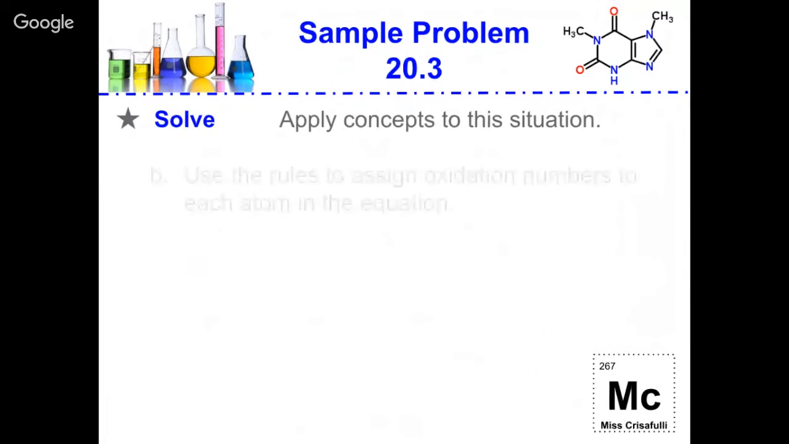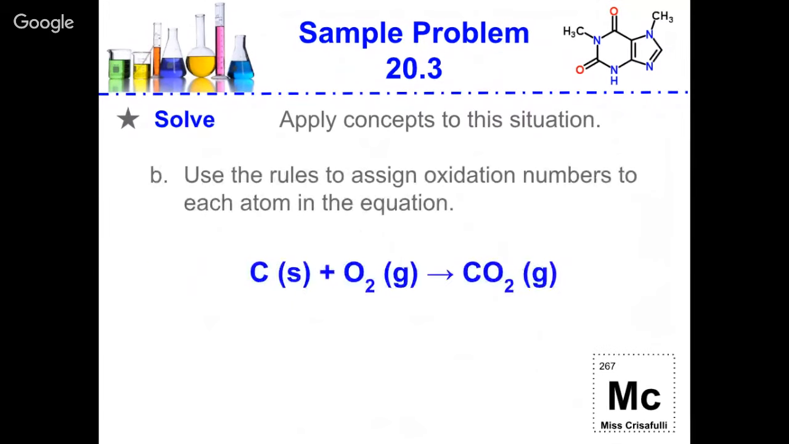Let's look at example number 2. Here's our equation. First, do you have any elements in their elemental state? You do. You have carbon and oxygen, so those are both 0. Now, oxygen's always -2, and there are 2 of them. So the overall charge for that oxygen right now is -4. That means that carbon has to be +4 in order for those to be neutral.